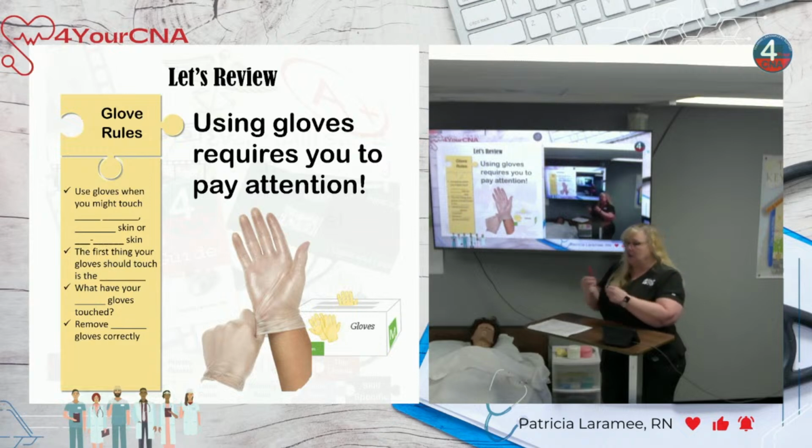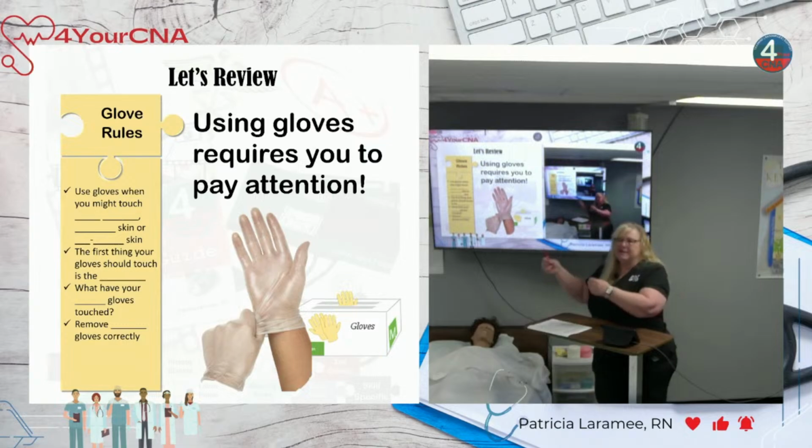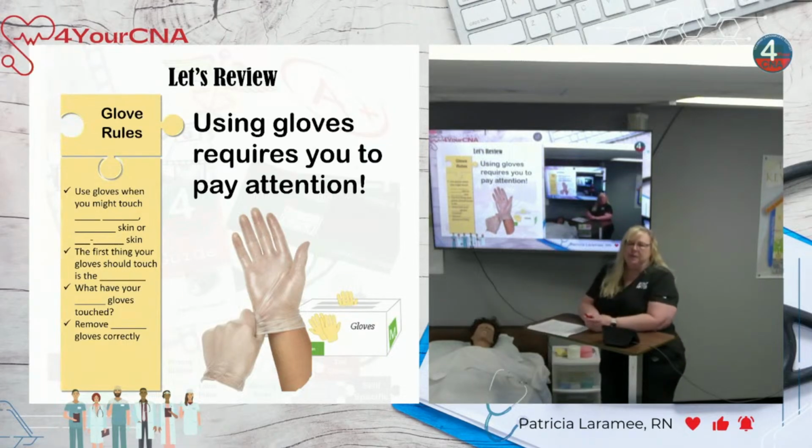And we need to know for every skill whether we need gloves. So this isn't really based on the skill, it's based on the patient we're doing the skill on. If the patient has any body fluids or non-intact skin, or you're going to be touching personal skin, yeah, if any of those apply, then we need gloves.